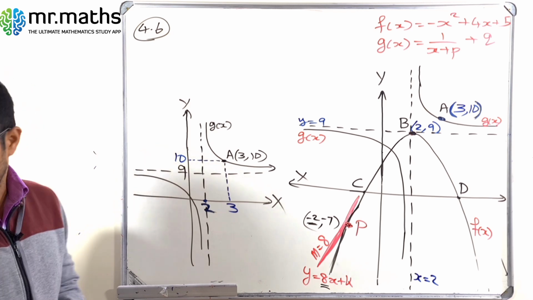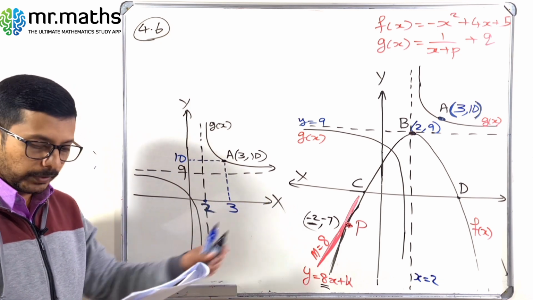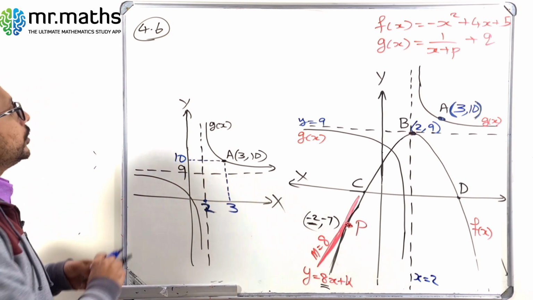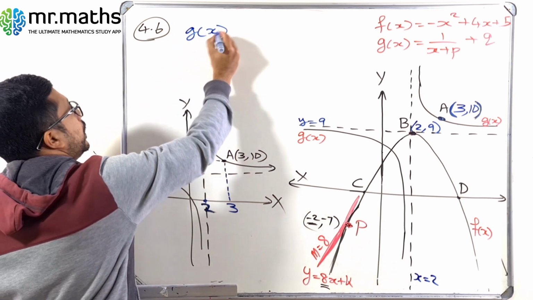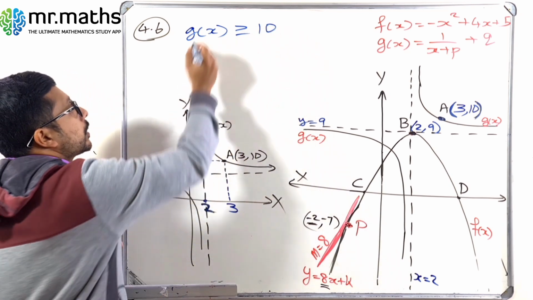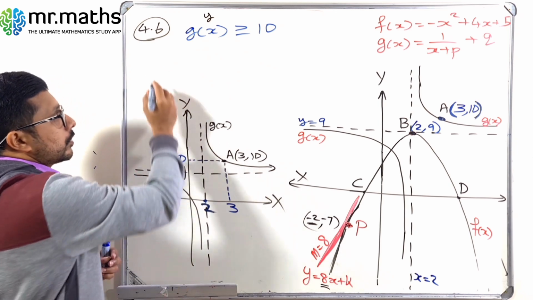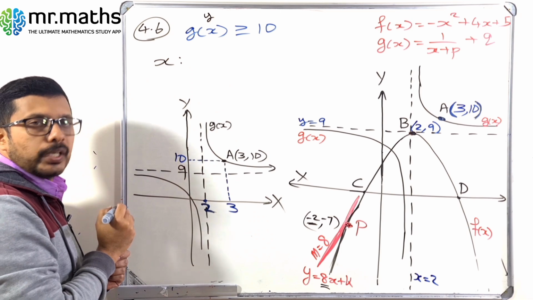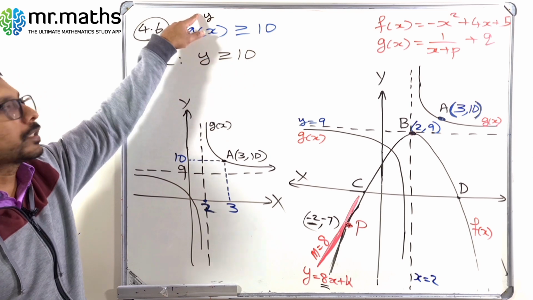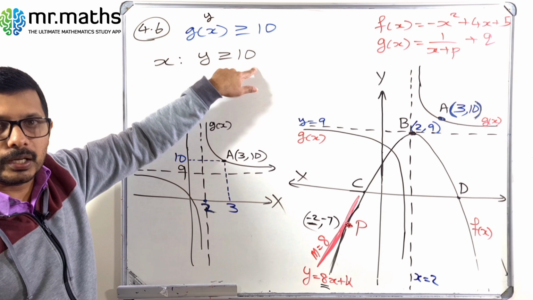Okay, now look at that question. You have to find the values of x where g of x is greater than or equal to 10. You know that g of x is a function that is the same as y. Am I right? Okay, so you have to find the values of x. So what is the meaning of that? You have to find the values of x where y is greater than or equal to 10, because we know that g of x is the same as y.